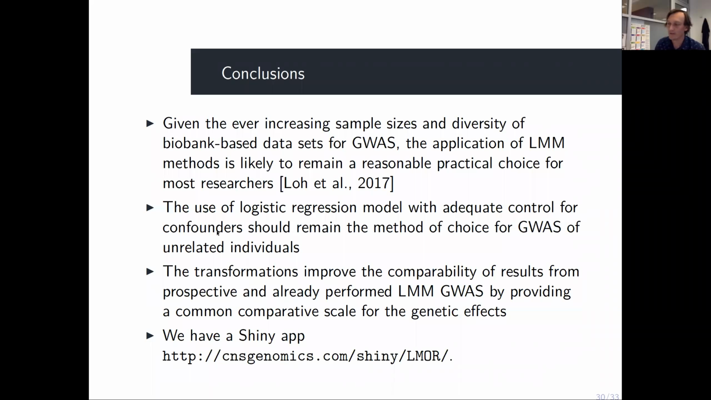And so we don't advocate for using the linear model in all situations for dichotomous outcomes, and we think that logistic regression should remain the norm. But obviously that's up to the researchers themselves.